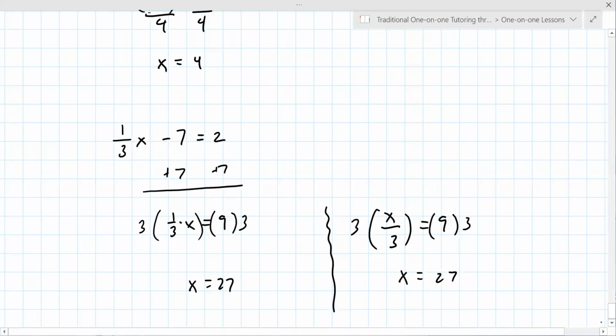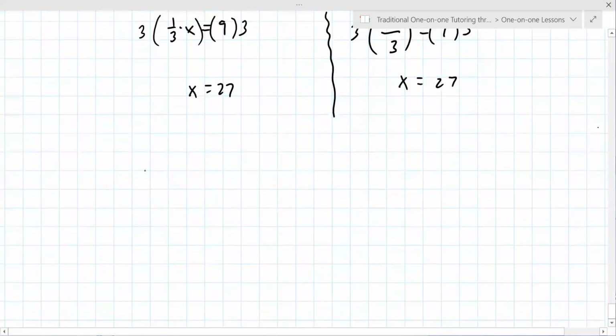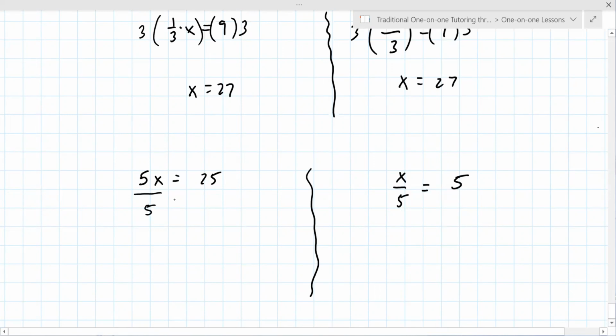Wait, so let's look at another problem. Let's say it's 5x equals 25, or I've got x over 5 equals 5. Here you divide by 5. Do you see that on the left? Because it's multiplying. Do you follow that? This is multiplying, so you divide. So x equals 5. On the right here, you're dividing by 5, so you multiply by 5.